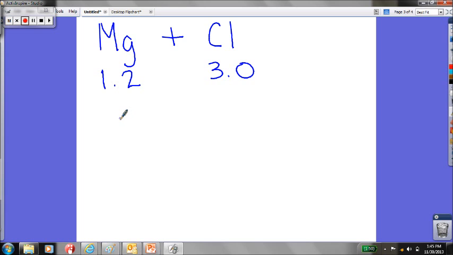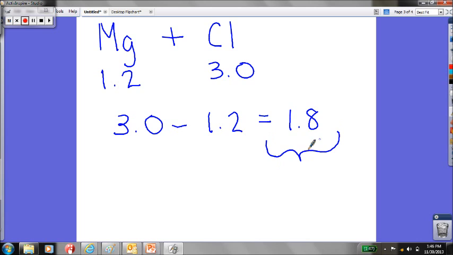Okay, so when I look at the difference in electronegativities, I'm going to take 3.0 minus 1.2, and I'm going to end up with a difference of 1.8. We said that anything greater than 1.7 was going to give us an ionic bond. So this is going to form an ionic bond. Let's show what that ionic bond is going to look like.